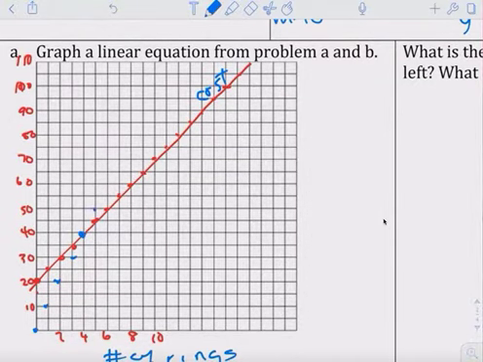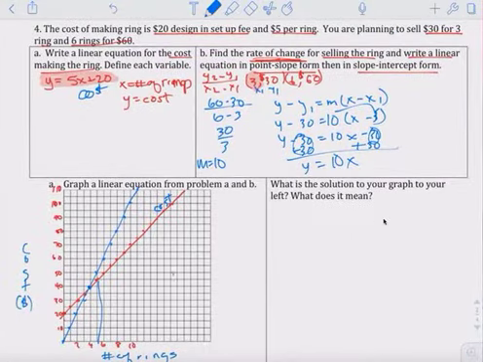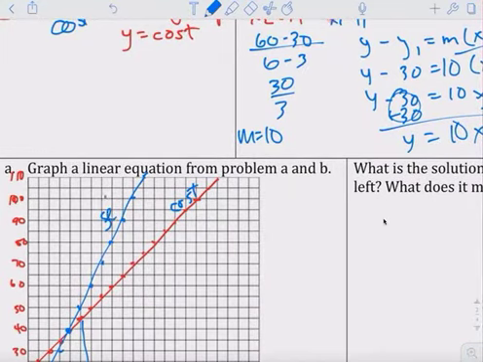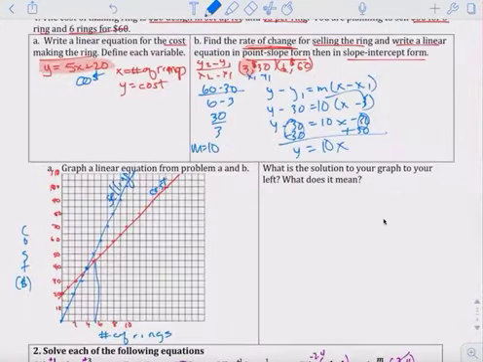Oh, there's your solution. Now, like I said in class, your solution will not be clean like this. And this is your income from selling. Okay, and what is the solution? The solution is (4, 20). That means that you sold 4 rings for $20. Also, it costs you $20 to make the 4 rings, so essentially you make zero.